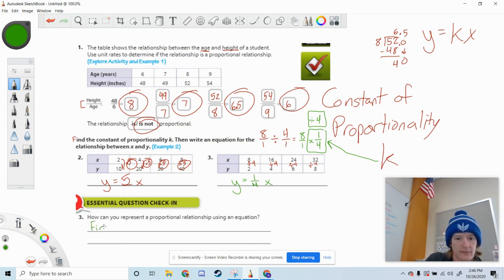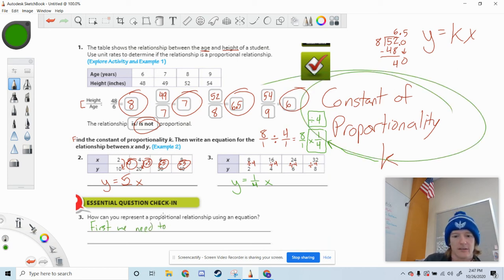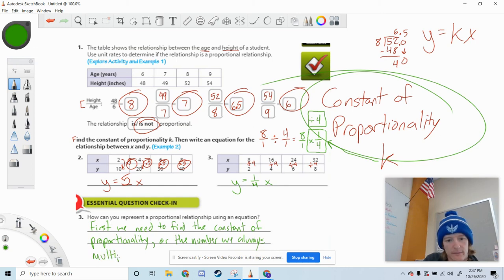So for number 3, how can you represent a proportional relationship using an equation? Well, first, we need to find the constant. And that's the number we always multiply x by to make y. So let's put that in words. The constant of proportionality, or the number we always multiply by x to make y.